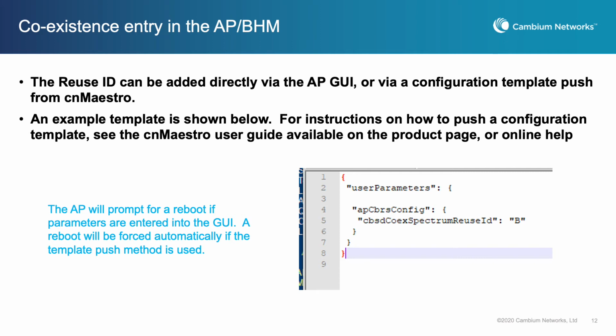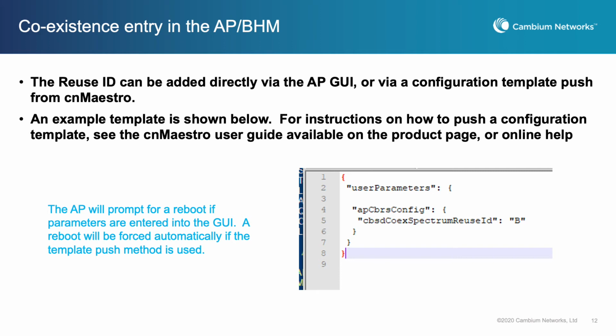The template push is probably the quickest option to update lots of APs, since you could assemble just one template per reuse ID, then push that template out to all your APs that use that reuse ID in a single cnMaestro job. If you need the procedure for how to create and push a template, you can see the cnMaestro user guides on the Cambium product page or via the online help feature on cnMaestro.